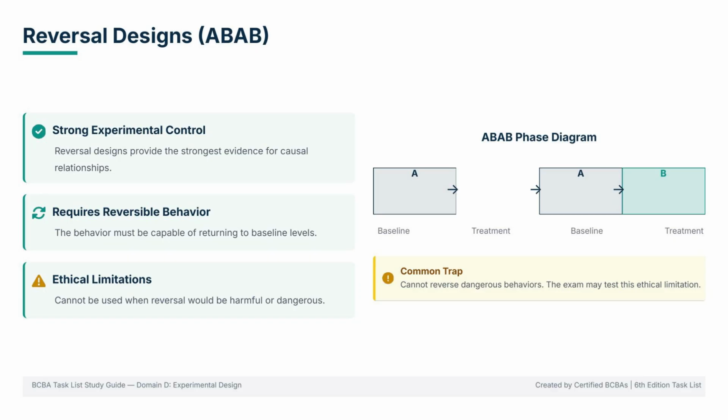Remember, each design serves different needs depending on the behavior and the intervention. Let's dive deeper into the reversal design, ABAB. This is one of the most powerful designs for proving cause and effect relationships. You alternate between baseline, A, and treatment, B, phases. If the behavior changes when you introduce the treatment and then returns to baseline when treatment is withdrawn, that's strong evidence that the treatment caused the change. However, ethical limitations arise if the behavior cannot be safely reversed. For example, if you're studying self-injurious behavior, you cannot ethically reverse that behavior, so this design would not be appropriate. Exam tip: make sure you are always considering the ethical implications of using a reversal design in your answers.